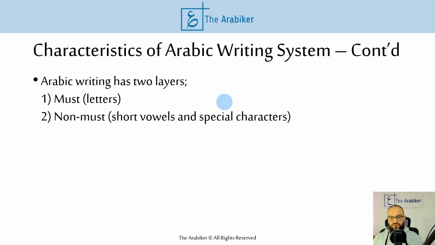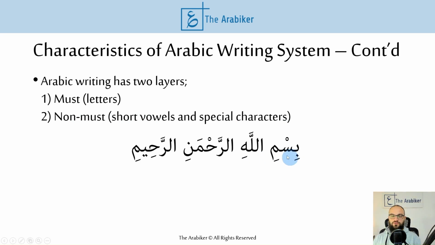The next point that we need to be aware of is that Arabic writing has two layers. For simplicity, I like to call them the must layer, which is basically the letters and main characters, and the non-must layer, which is for short vowels and special characters. Take, for example, this. I know that you can't read it by now, but it's the common phrase in Islam, Bismillahir Rahmanir Rahim, which means in the name of Allah, the most merciful, the most compassionate.